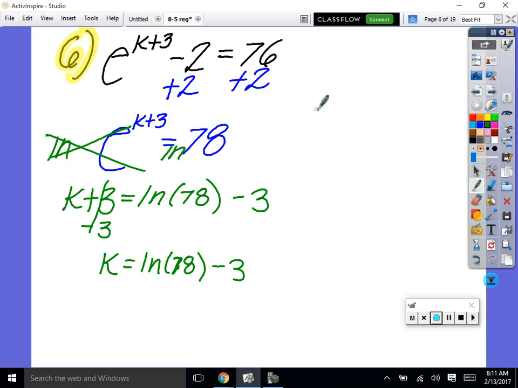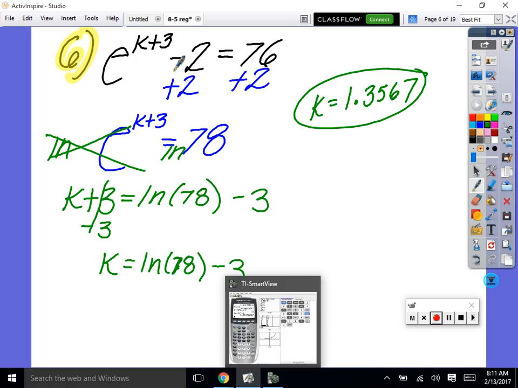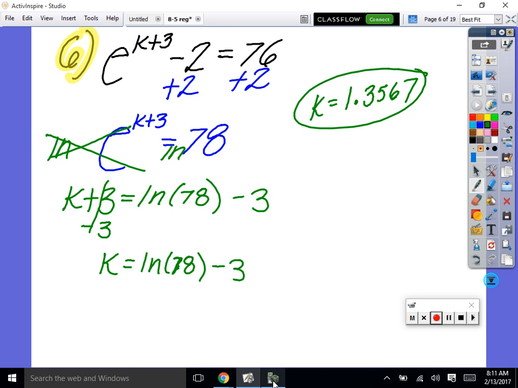So we got k is equal to 1.3567. Now that's our answer, but when we check it, we're going to want to use the full decimal, not the rounded answer like we just put. So we're typing in right here that full decimal. So watch how I type it in.